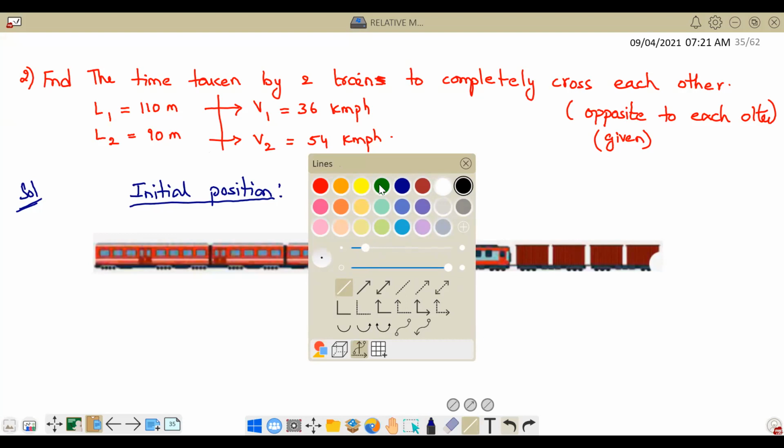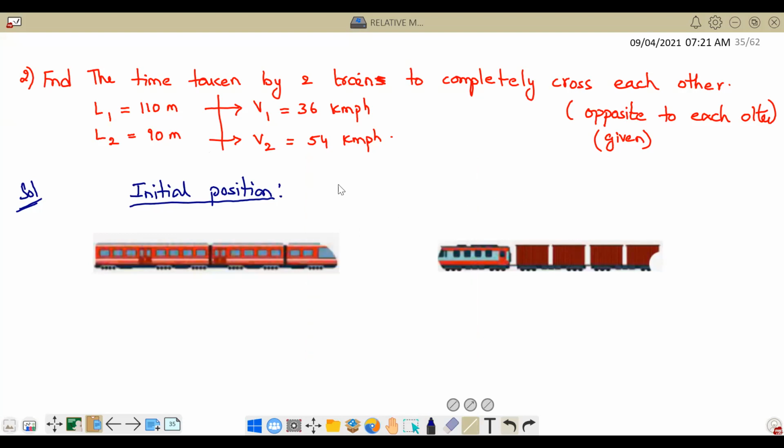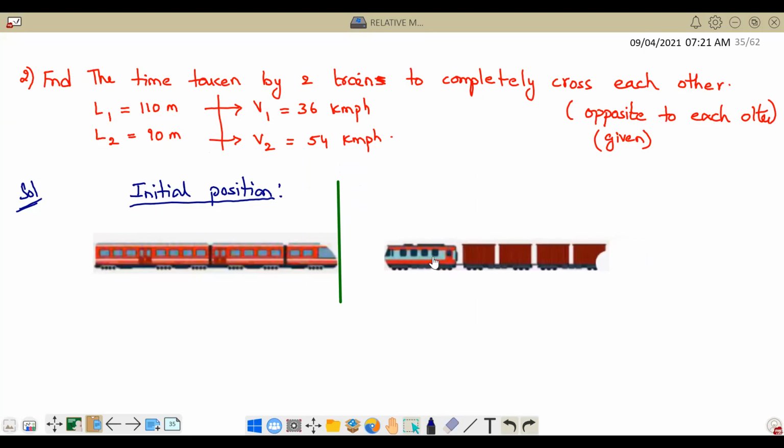But the way to take these two trains is always like this, where the two engines are just at this point. Are you able to understand? This is called initial position. They won't mention in the problem that the two engines are touching each other like this, but we should take it like this. Is it clear?